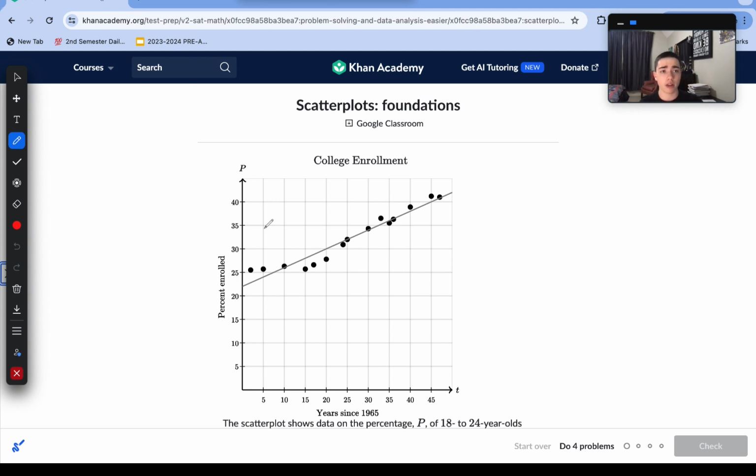Today we're going over a new skill. This is Scatterplots. Of course, when we go over new skills, we're starting with the foundational difficulty level.